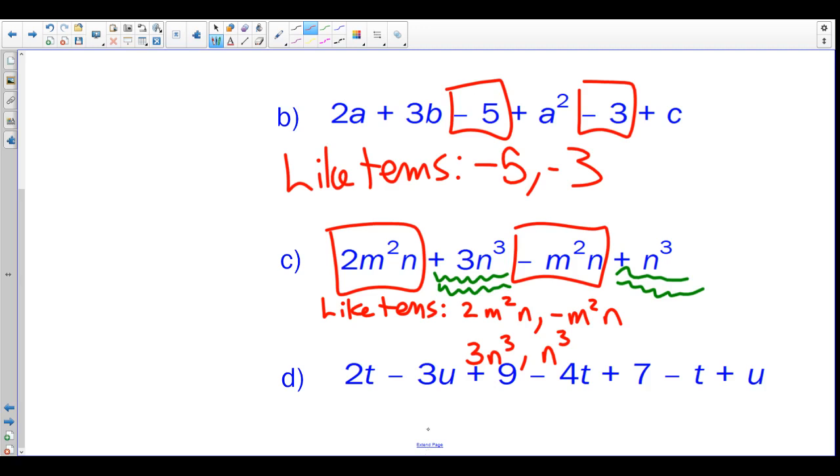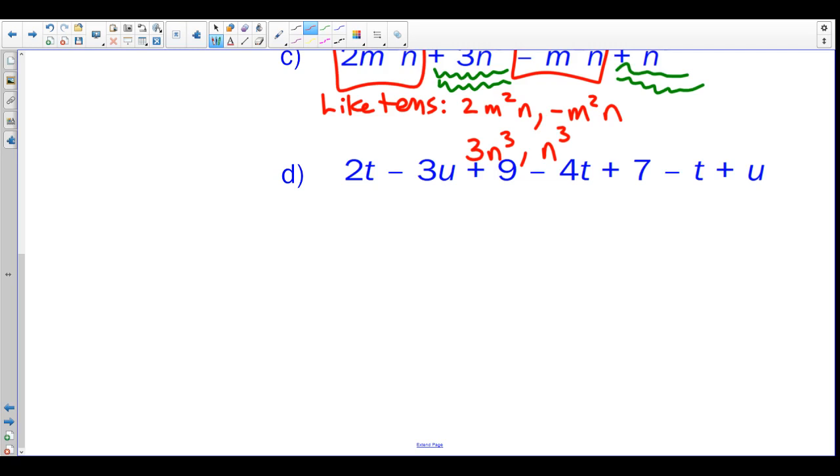Now for question D, we have 2t, we have -4t, and we have -t. Those are all like terms. So there's actually three things that are like terms there. I was going to say three pairs, but no, a pair is two, not three. So we've got three terms that would make up a set of like terms.